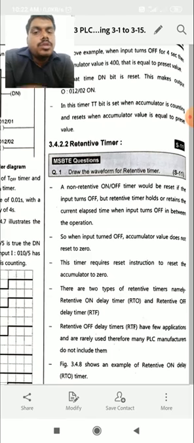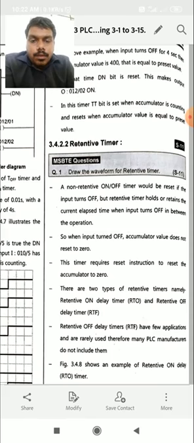So when the input turns off, the accumulator value does not reset to 0. The accumulator will remain at that particular value. This timer requires a reset instruction to reset the accumulator to 0. It needs one extra instruction called the reset instruction, which we have seen in the previous video.